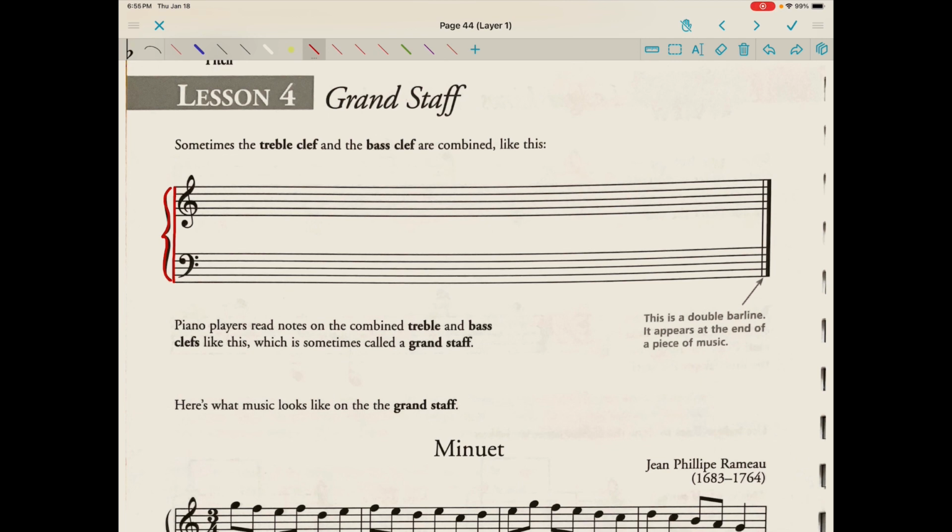Albrecht also points out that this is a double bar line. It appears at the end of a piece of music. So it's a bar line with an extra bar line, and that extra bar line is just super thick. That helps you know you're at the end of the piece of music.